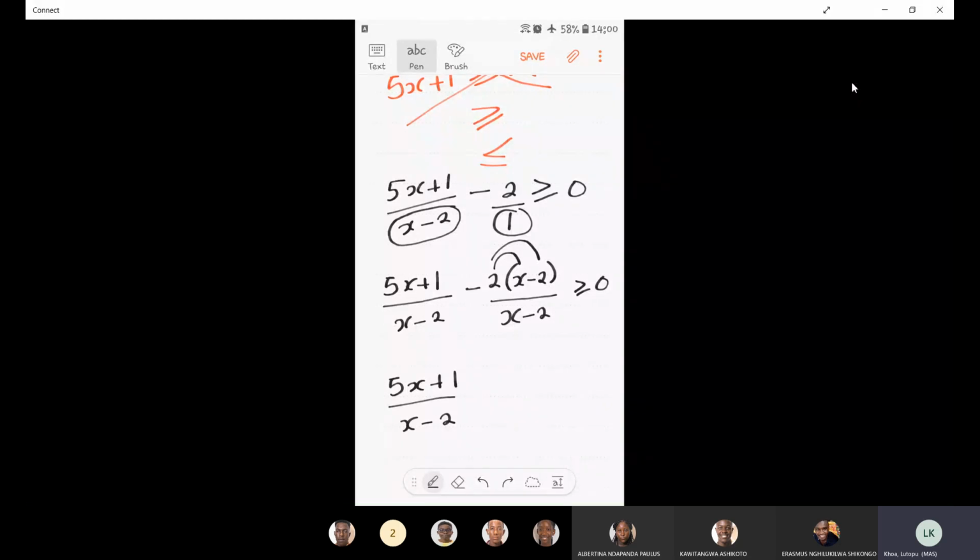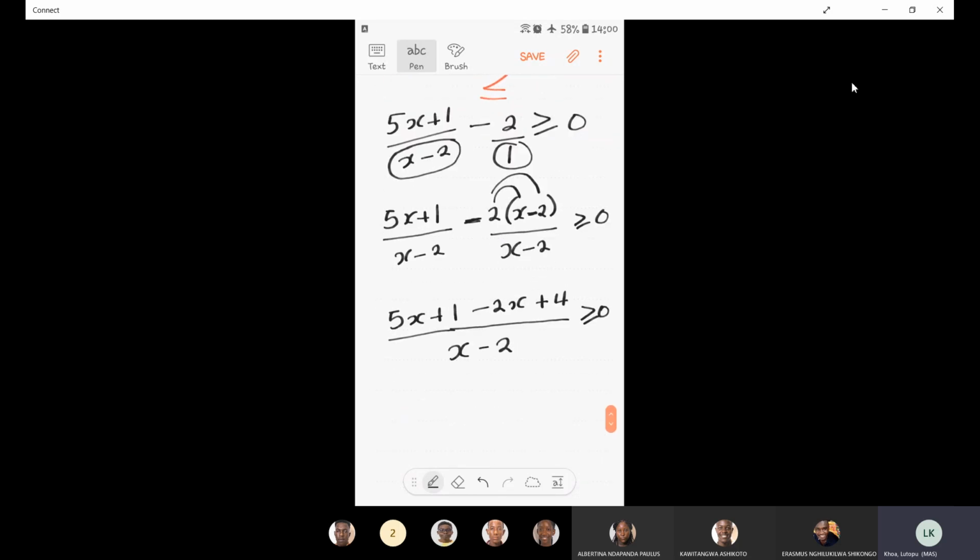So let me rather make it one big fraction, where I have x minus 2 as the common denominator. Then this negative 2 will multiply the x, you get negative 2x. And then the negative 2 again will multiply the negative 2 inside, and this time you get positive 4. So be careful when you're subtracting fractions that you do it correctly, and it must still be greater than or equal to 0.